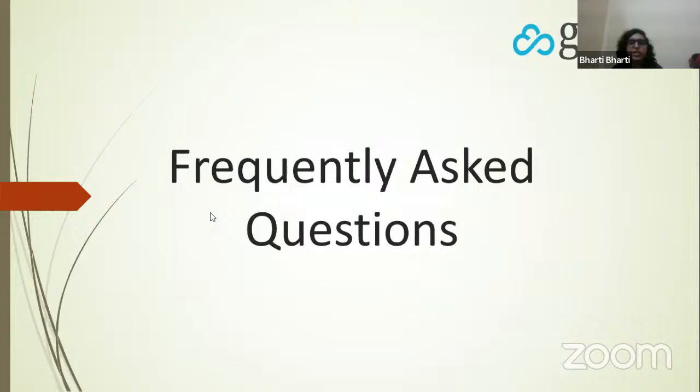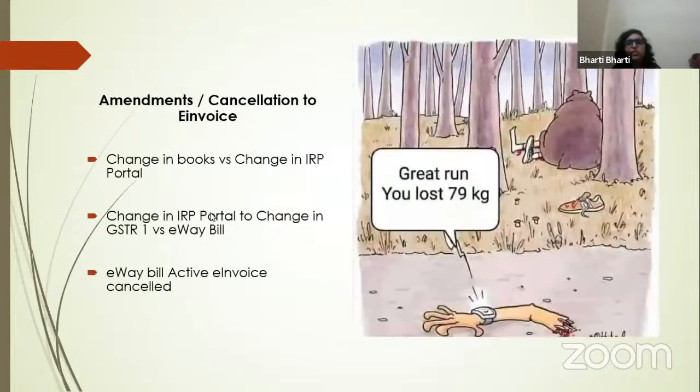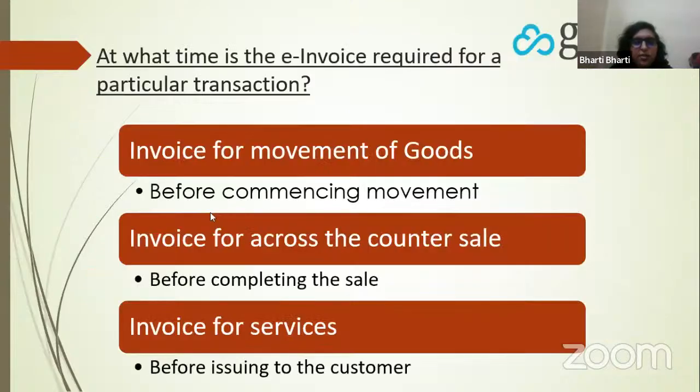Now let's look at the frequently asked questions. You must not lose sight of the whole picture while you're generating an e-invoice. Many people start on sandbox, but they forget to switch to the live portal when the date of e-invoicing becomes applicable. We have noticed this in many cases. So you must remember to move on to the live portal. And what would happen in case of change in books versus change in IRP portal. We'll look at all the major concerns.